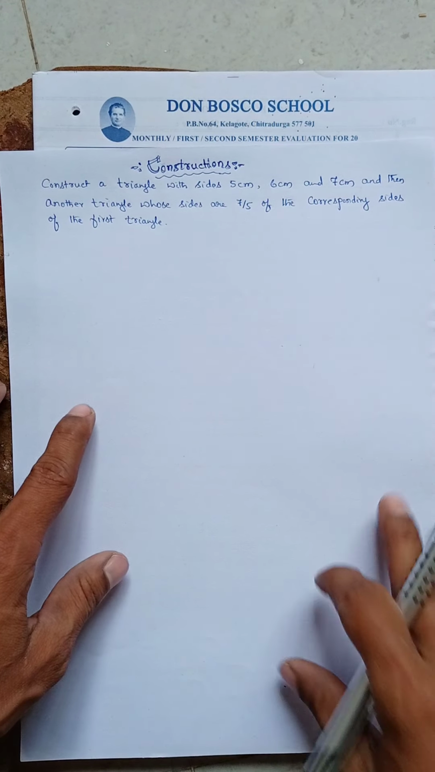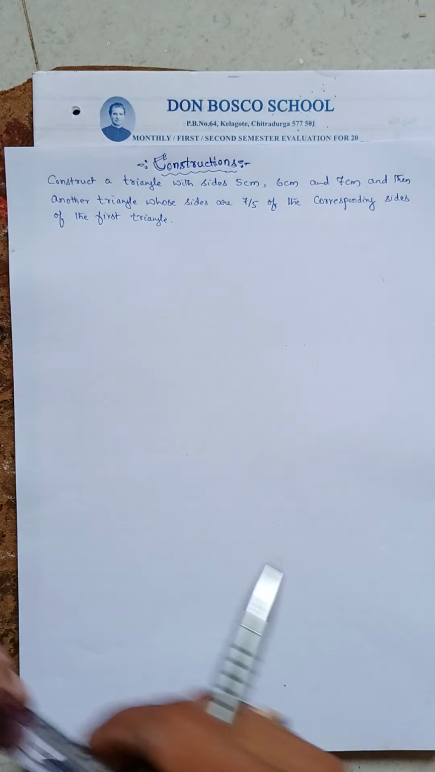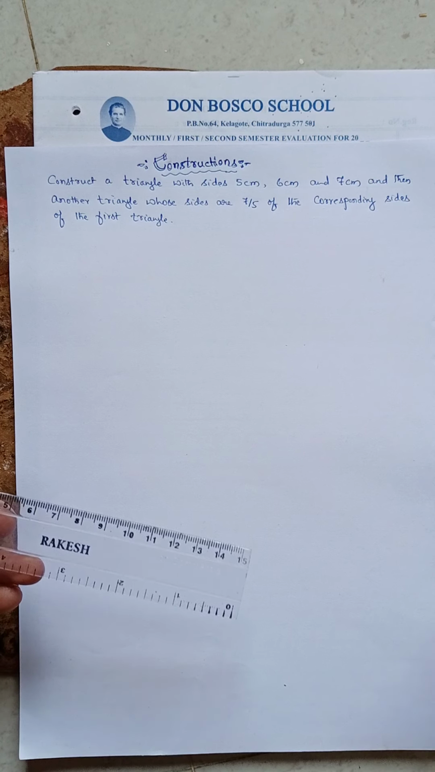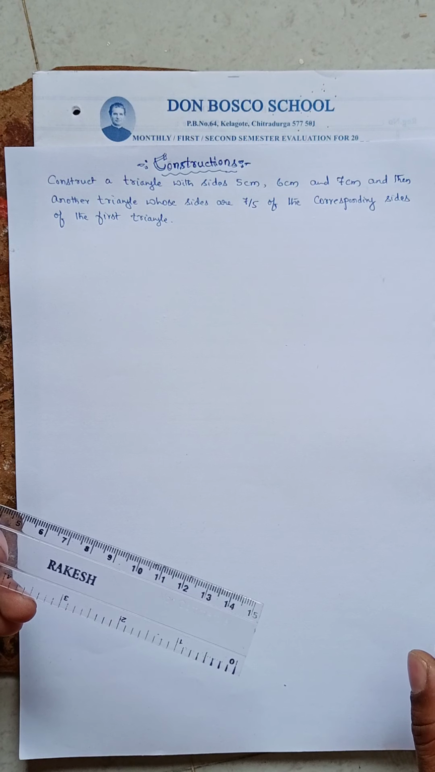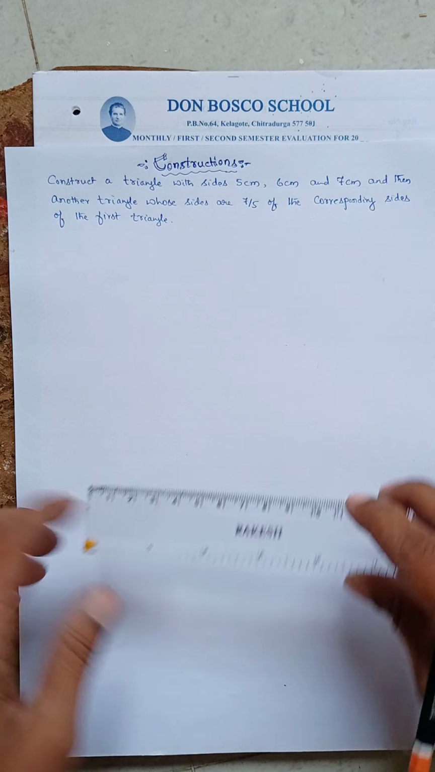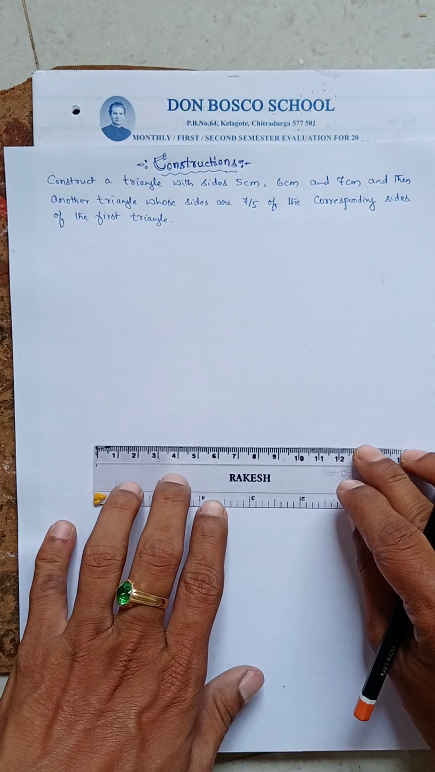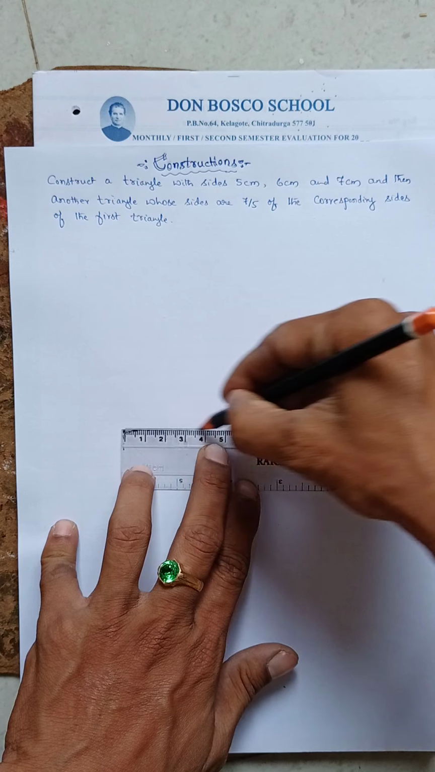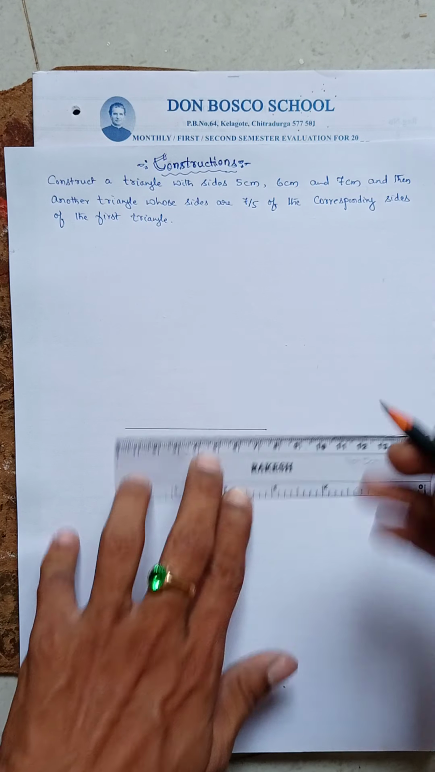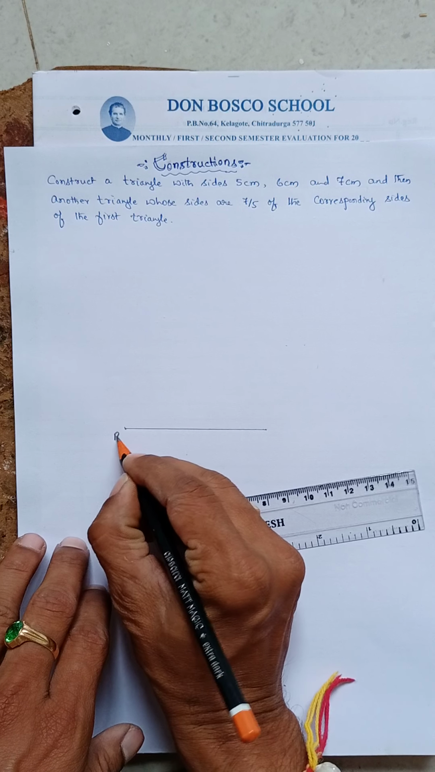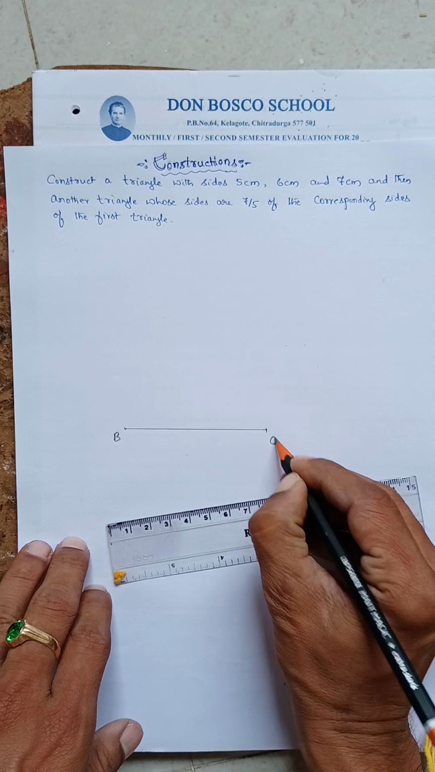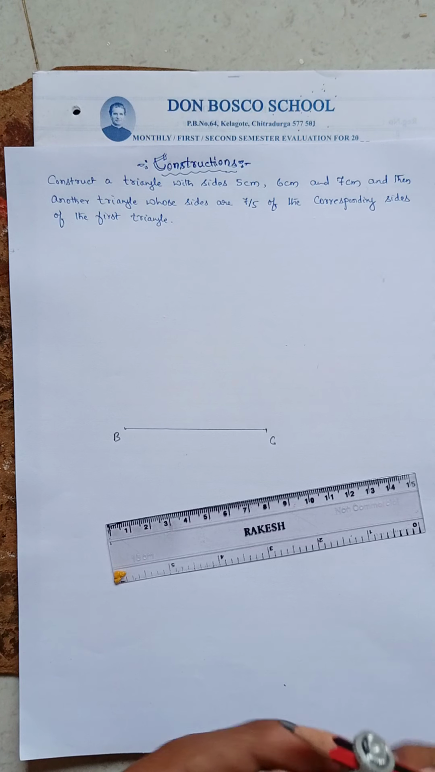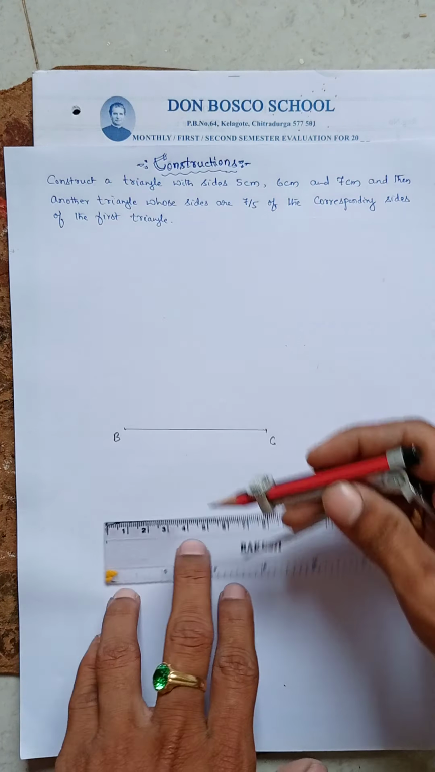For that, let us draw a triangle with the given measurements. That is, the triangle has sides 5 centimeter, 6 centimeter and 7 centimeter. Now let us take a straight line of 7 centimeter. Let me call that BC. So this is 7 centimeter. Let us take 5 centimeter in the compass.